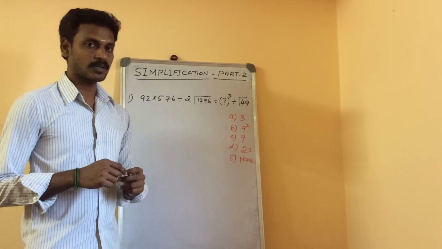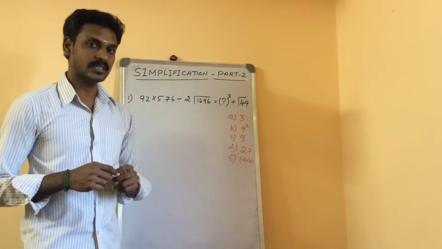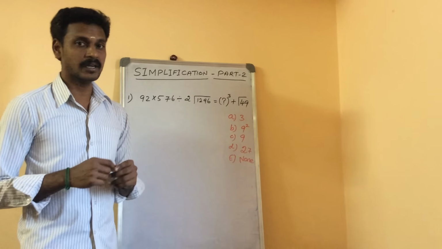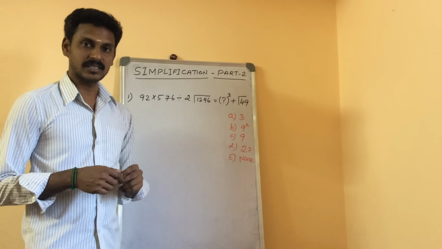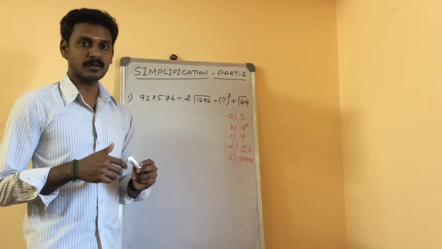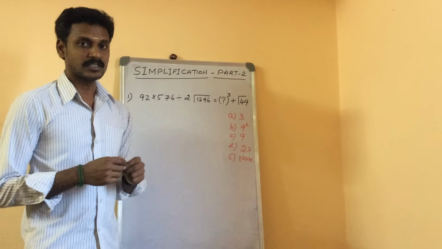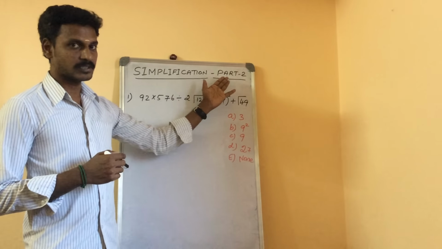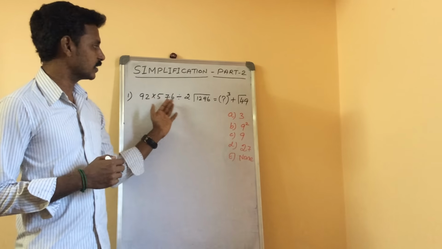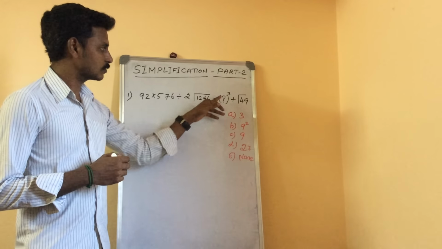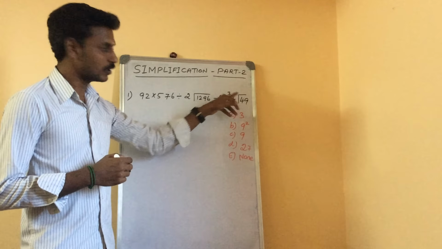Today we are going to see one of the important topics in the aptitude section, that is simplification part 2. Already we covered the part 1 section. In part 1, each and every problem comes with percentages. Now we are going to see the part 2 section. In part 2 we are going to see all the problems that come with square values, cube values and root values.